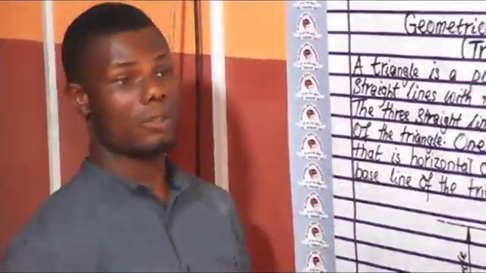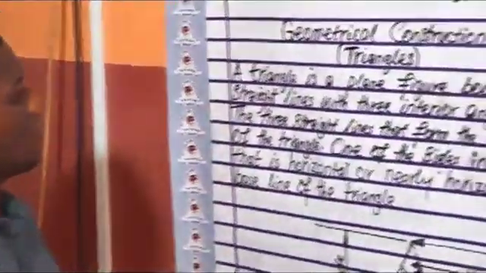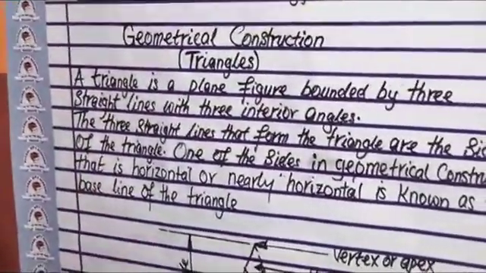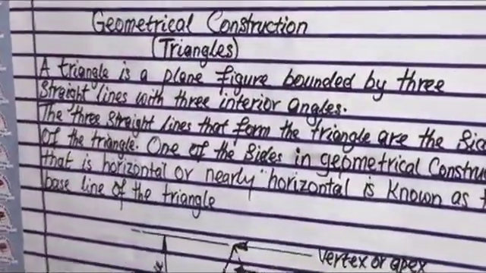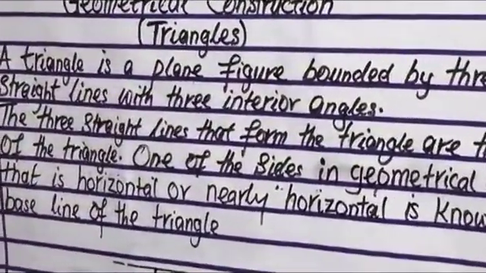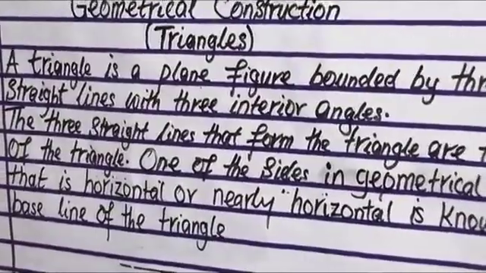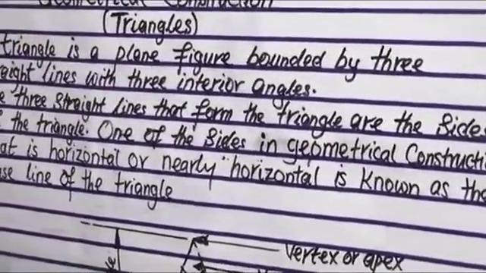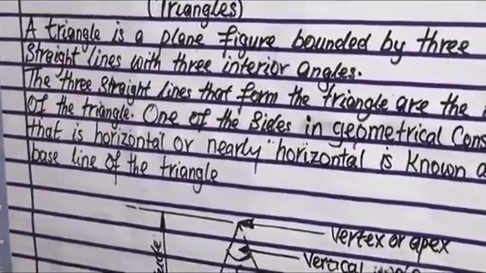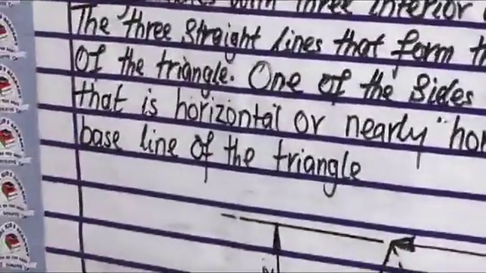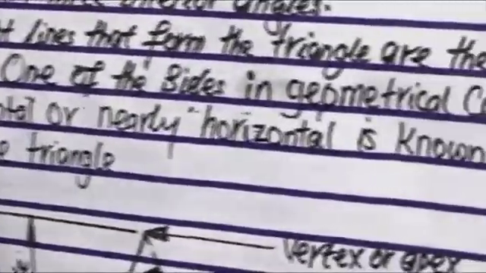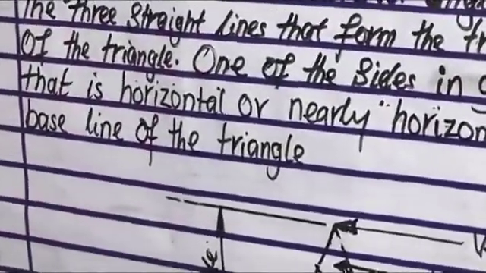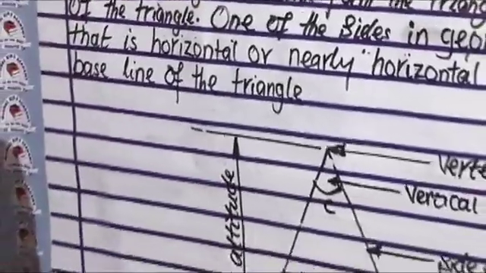Now let's look at what a triangle is all about. A triangle is a plane figure bounded by three straight lines with three interior angles. The three straight lines that form the triangle are known as the sides of the triangle. One of the sides in geometrical construction that is horizontal or nearly horizontal is known as the base of the triangle. Now we have a figure below here.